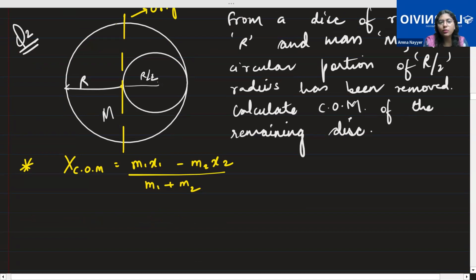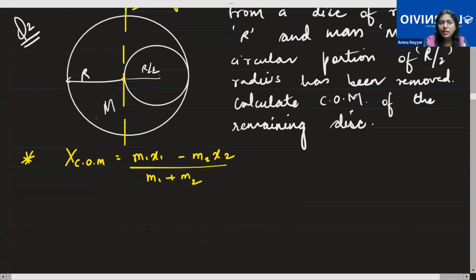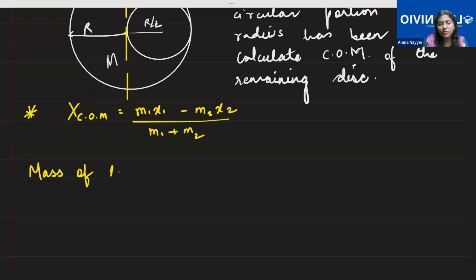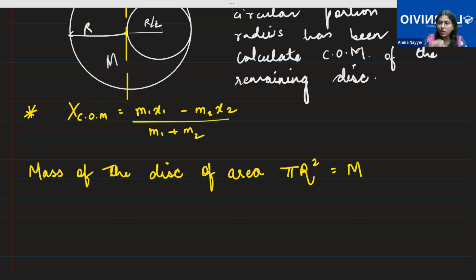So, if we talk about the total mass, let's say the mass of the disk of area pi r square is M. Okay, for the complete disk whose area is pi r square, the mass is M. Again, we'll use the same technique.